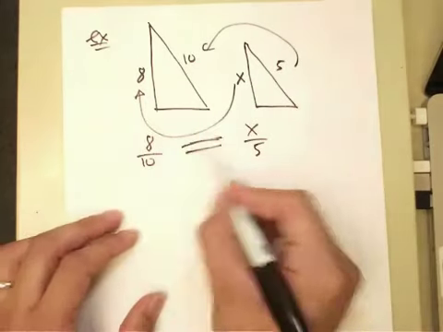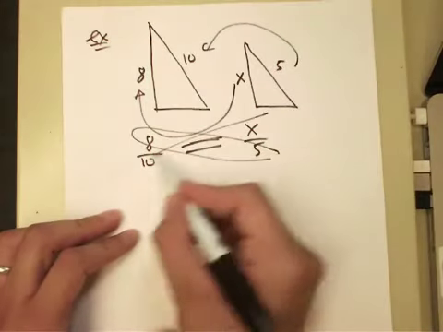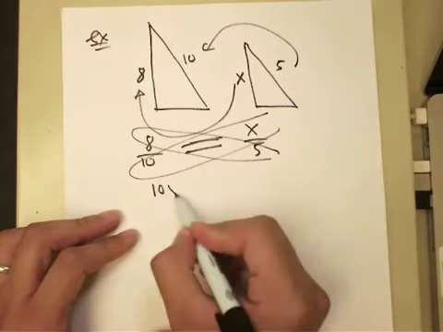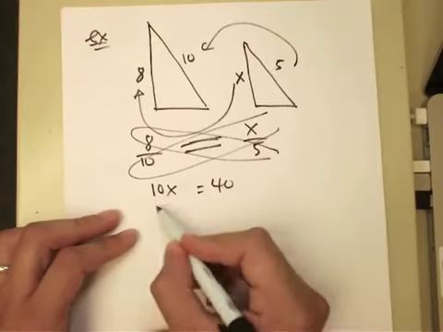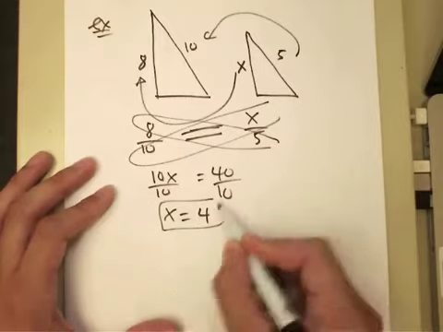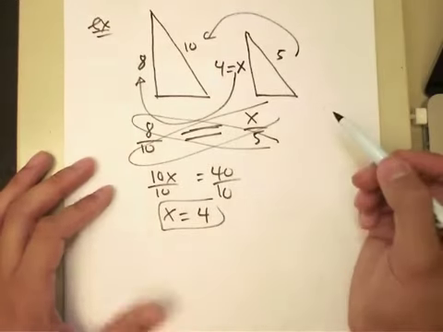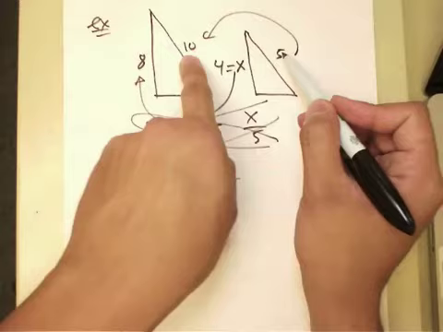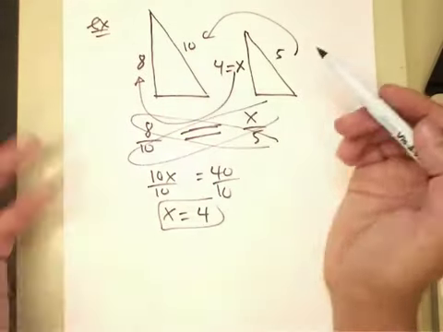Once we have it set up, we can cross multiply once again. That's going to be 10 times x equals 40, divided by 10 on both sides. X is going to be 4. So this missing length is 4, which makes sense. Notice that 5 times 2 is 10, and 4 times 2 is 8. It has to make sense.